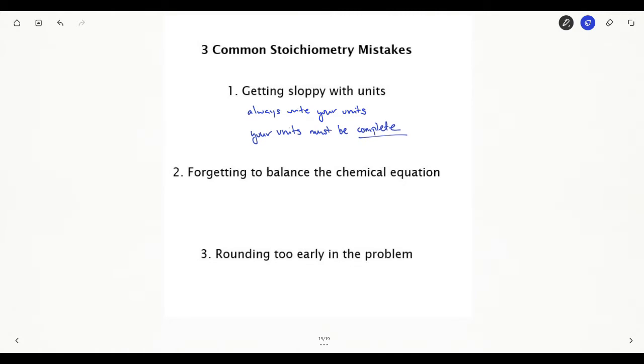The second mistake that I often see is students will forget to balance their chemical equation. So just because you are given the chemical equation at the beginning of a problem does not necessarily mean it is balanced. Make sure you're starting with a balanced chemical equation always.